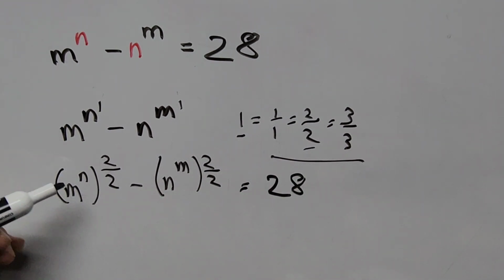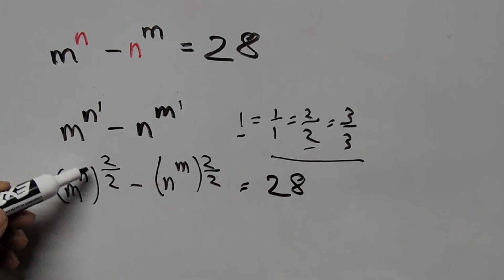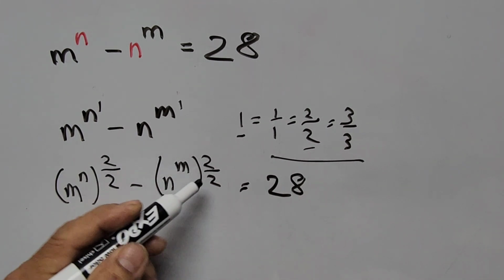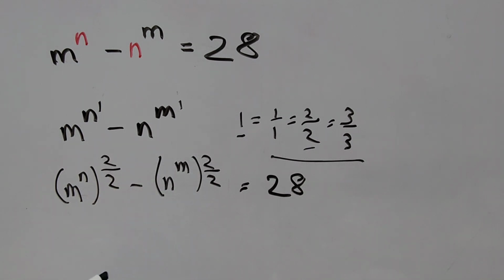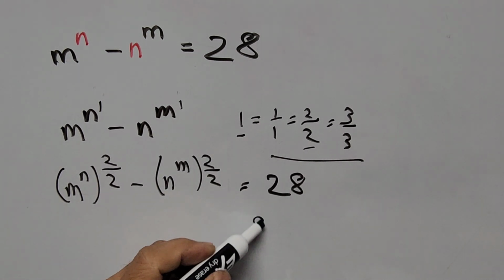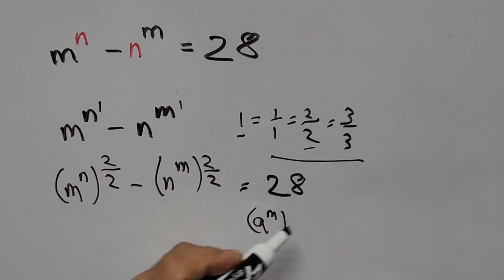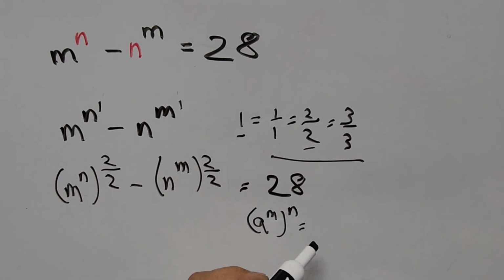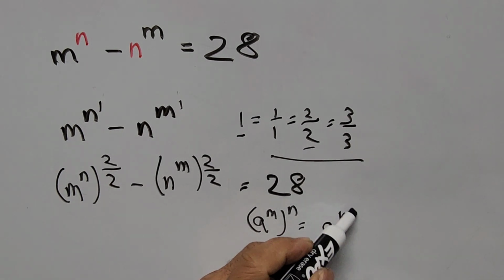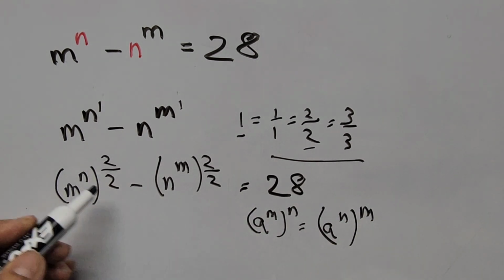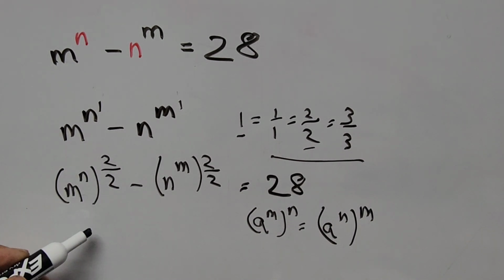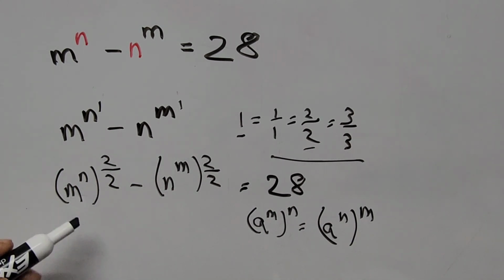Now the exponent here is n, and outside the parentheses is 2 over 2. Likewise on the second term, 2 over 2. So from here, what are we going to do? From the exponent formula, if we have a to the power of m to the power of n, we can write this the same way as a to the power of n to the power of m. So we can manipulate this exponent. How do we manipulate it in our equation?